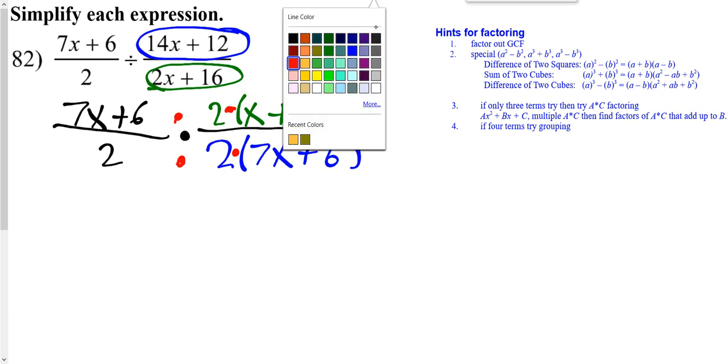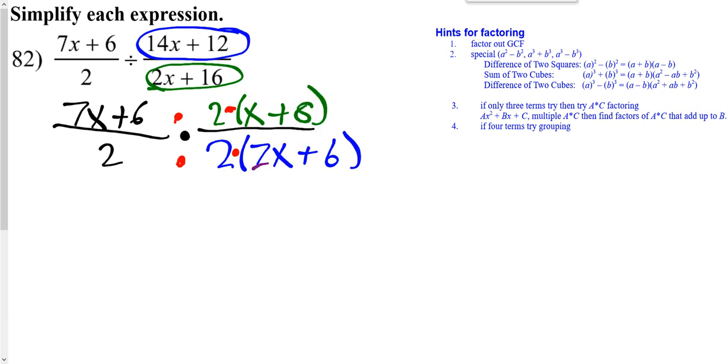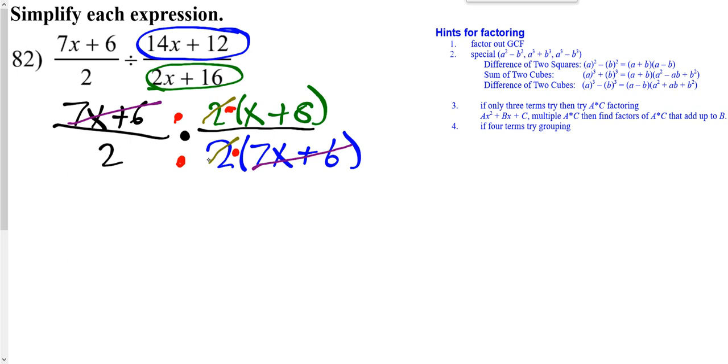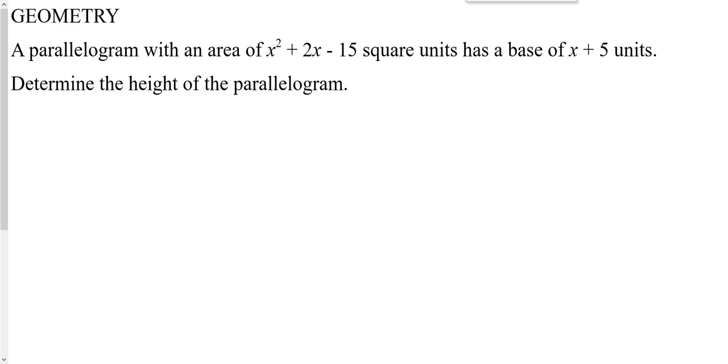So then I can go ahead and cross anything out. I have this on the bottom, this on the top. And then I can go ahead and take a look at my 2. I have 2 times the top, 2 times the bottom. Then I can look at what's left. I'm left with an x plus 8 on the top, and I'm left with a 2 on the bottom. And once again, you cannot cross the 2 and the 8 out and simplify those because it's not 8 times the top. One last word problem here.